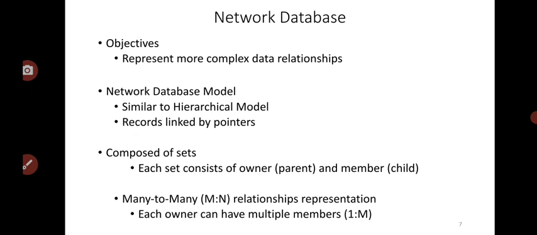Similarly, as we discussed in the previous slide itself, in the hierarchical model we have one root. A root is called a parent, and the member that comes under the root is called the child. Likewise, in the network database we also have the parent and the child. And one of the features of the network database model is that it can represent m to n relationships.